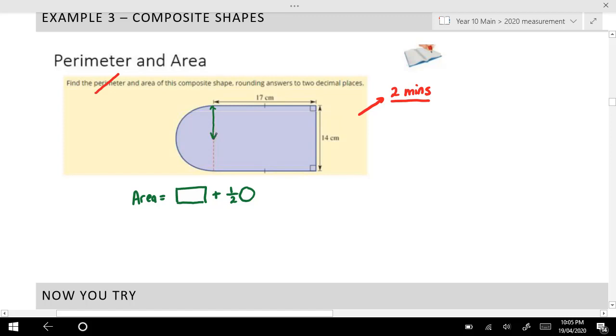Now, let's work out that radius. When we're finding area, remember, we want to use the radius, okay? So we want to use that radius. So that distance there is going to be a half of 14, which is 7 centimetres.